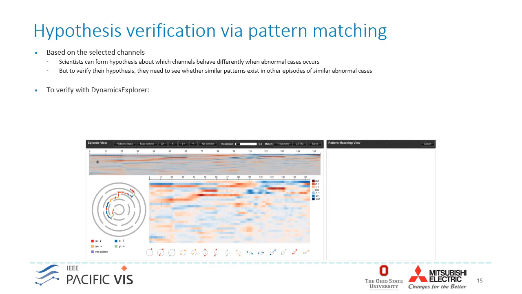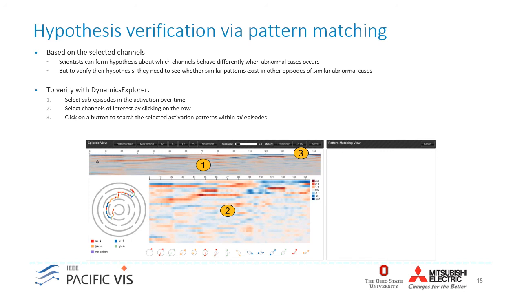To help scientists confirm their hypothesis, DynamicsExplorer allows scientists to search activation patterns of interest in other episodes. First, scientists can move to select a sub-episode in the top activation map over time. Next, scientists select a channel within this sub-episode by clicking on the corresponding row. Then, the scientists can click on a button of DynamicsExplorer to trigger it to search through all episodes in the database. The episodes with matching activation of the selected channel will then be shown on the right for scientists to examine.